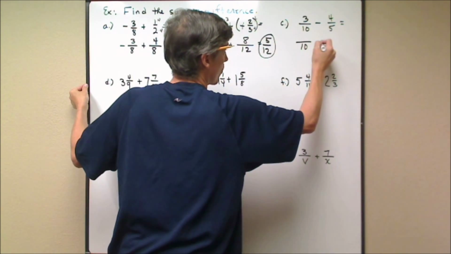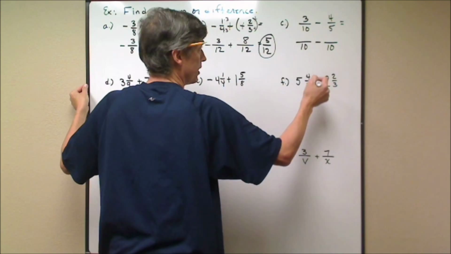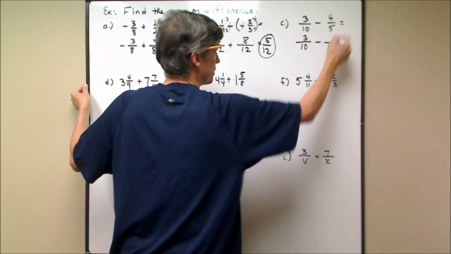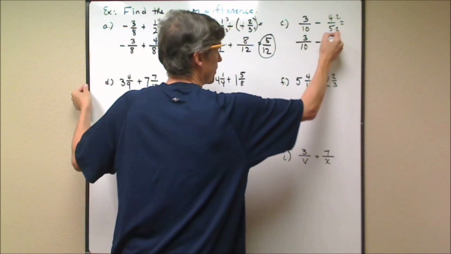When you get that part working for you, that's really convenient. And in this case, that's going to be a 10. This is already a 10, so the numerator stays the same. This, you would change to a 10 by multiplying by 2. You have to do the same thing to the top, and that becomes an 8.